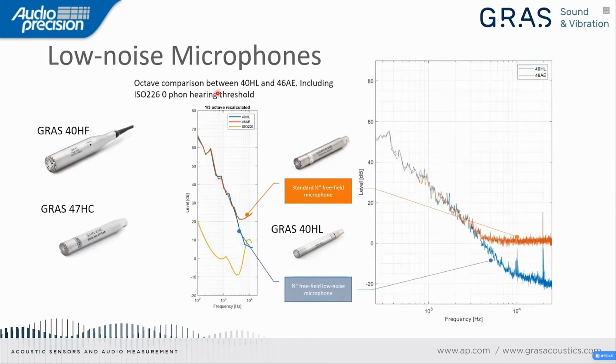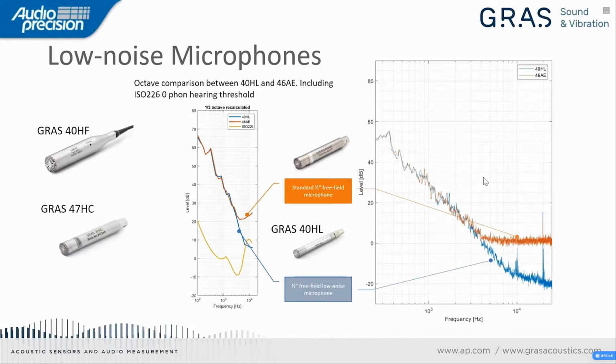So I already mentioned before low noise microphones. And low noise microphones are also important for these applications, especially when we want to test noise that is very close to the noise floor of the microphone. Sometimes it is required to measure down to or below the threshold of human hearing. And this is possible by using special high sensitivity microphones that we call low noise microphones, like the 3 we see over here, the GRAS 40HF, the GRAS 47HC, and the GRAS 40HL.